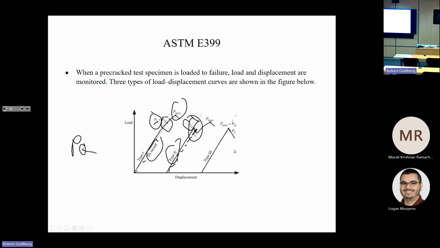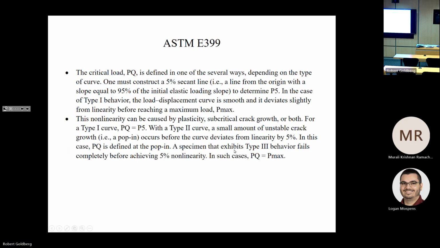And then the extreme case is where you get failure of the material before you've ever reached the point where you have your P5, where your 5% secant line intersects. And in that case, obviously, if you have failure before that occurs, the maximum load you reach is what's set to your PQ, your critical load. Okay.